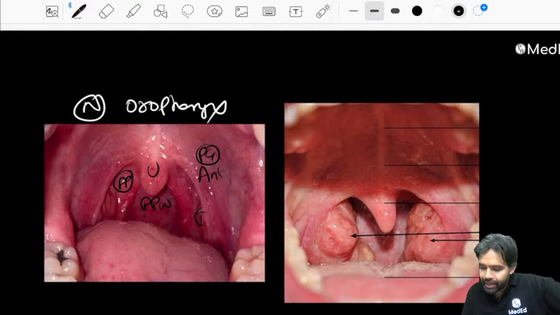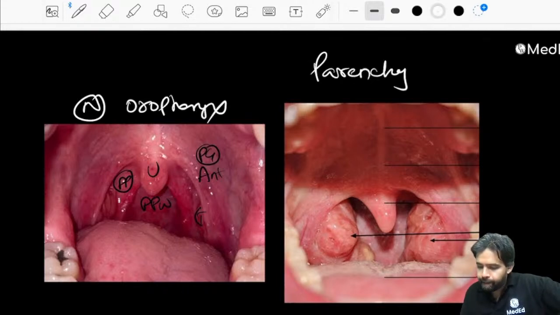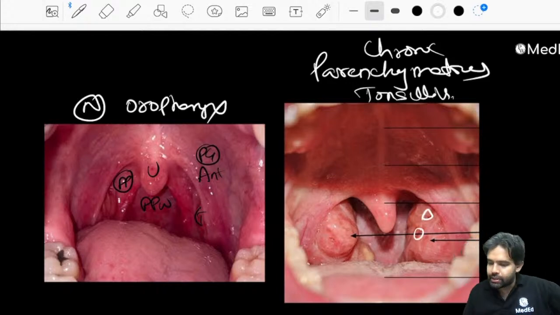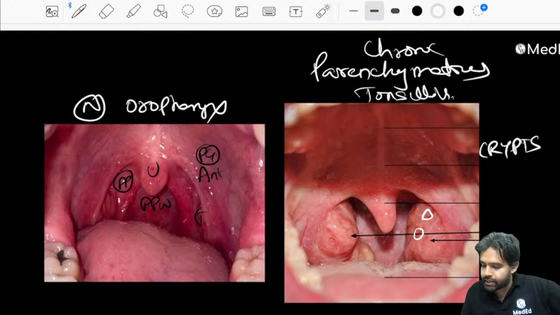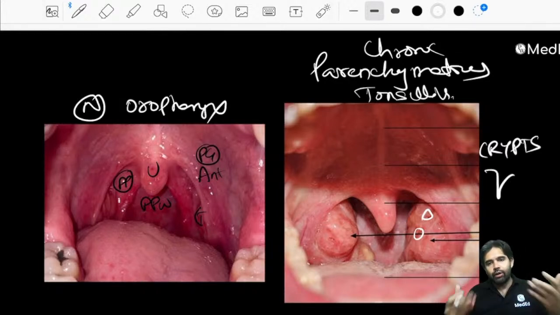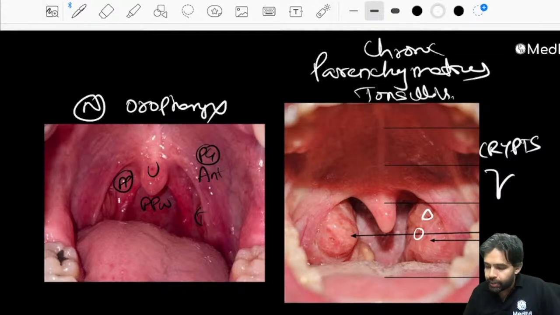This one is parenchymatous tonsillitis. It is chronic because it is not too red, it is large, and you can see these crypts. These are crypts, C-R-Y-P-T-S. They are basically depressions inside the tonsil, and food gets collected inside and you get repeated infection. Sometimes you might see white follicles. Okay, so if you see white follicles, then it becomes follicular tonsillitis. Okay, white will be follicular.